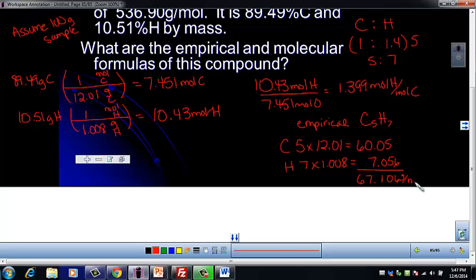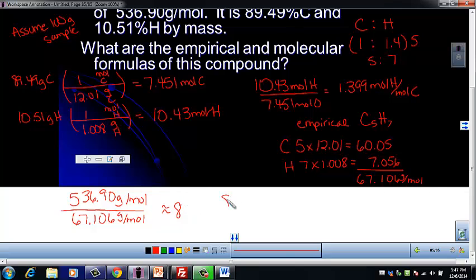And if you add that up, you should get 67.106 grams per mole. Remember that the molecular formula is a multiple of the empirical formula, and so we're going to use the molar mass of the molecular formula, and we're going to divide by the molar mass of the empirical formula to get our multiple for our molecular formula. So when we use the molecular formula molar mass, that is going to be 536.90 grams per mole. And we're going to divide by our empirical formula molar mass, which is 67.106 grams per mole. And when we do that, it is approximately very close to 8.